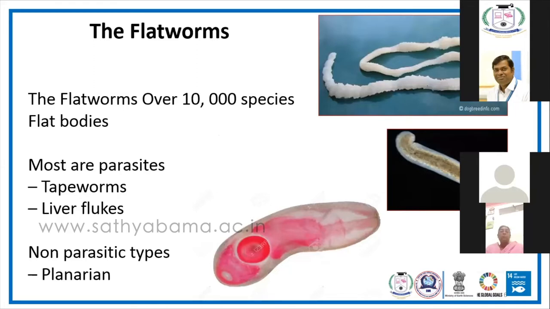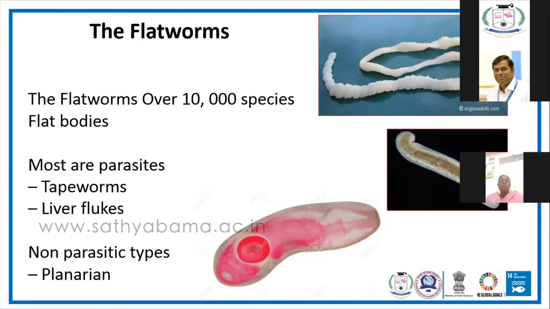And flatworms. All over the world, more than 10,000 species of flatworms are available. Most of the flatworms are parasites. For example, tapeworms live in the intestine of the human body or animals, so they are like parasites, and liver flukes. Some flatworms are non-parasitic types also.